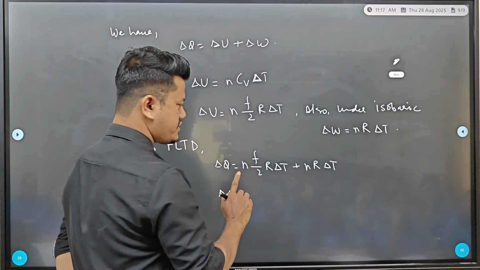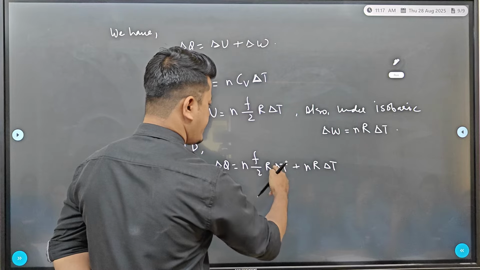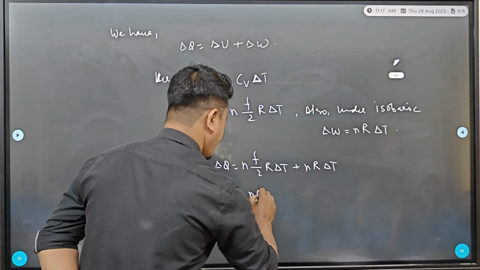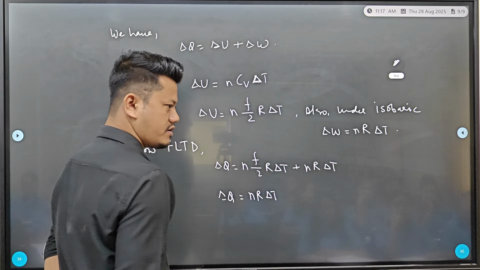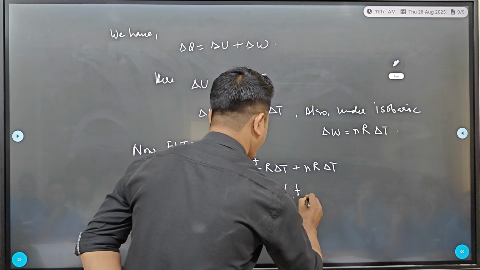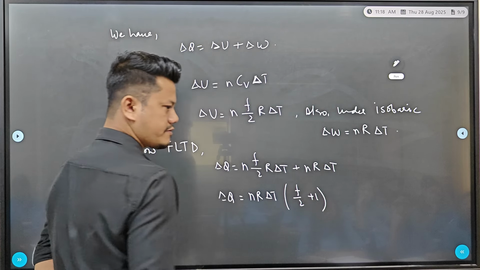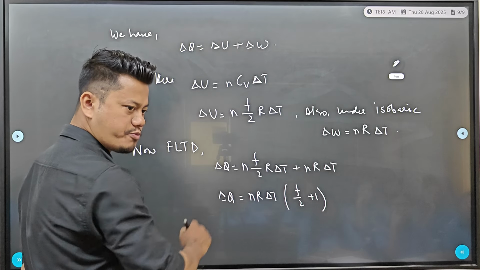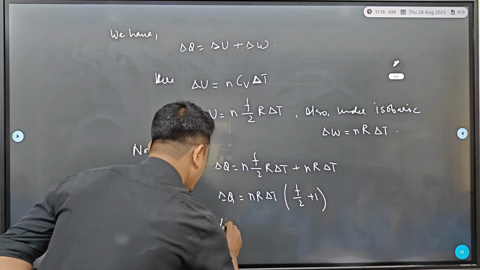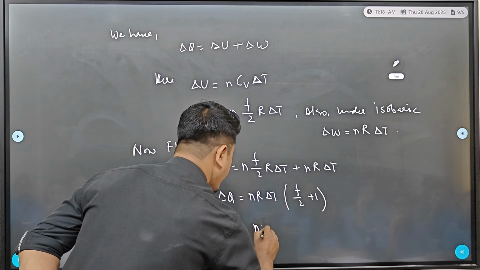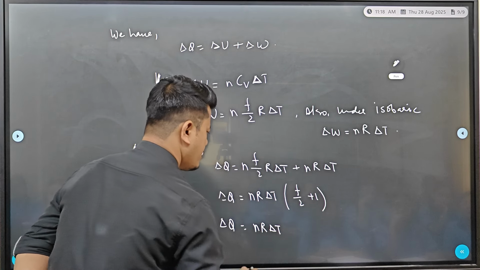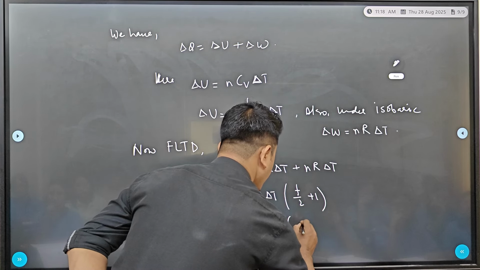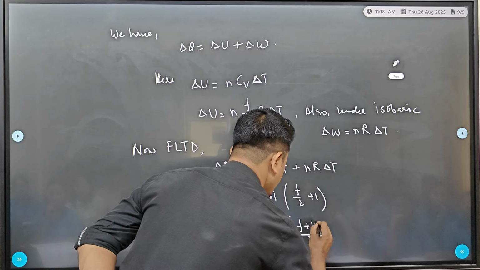Please keep your eye on the board at first. n into R del T, n R del T. I can take n R del T as common. Then will I be getting F by 2 plus 1? Yes or no? So ultimately what I'll be getting, del Q is equal to n R del T. Got it? I can write over here F plus 1 by 2.